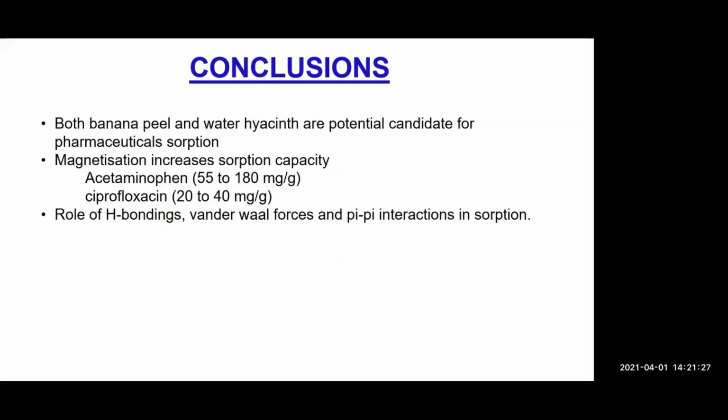The conclusions of this study are that both banana peel and water hyacinth are potential candidates for pharmaceutical sorption and provide efficient sorption capacity. Although the magnetization process increases the sorption capacity rapidly, in case of acetaminophen from 55 to 180 milligram per gram, and in case of ciprofloxacin 20 to 40 milligram per gram. And the roles of hydrogen bonding, van der Waals forces, and pi-pi interactions are important in explaining the sorption mechanism. And now we are ready for the questions.